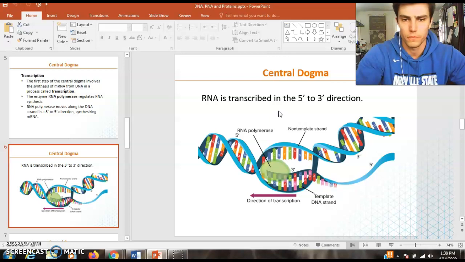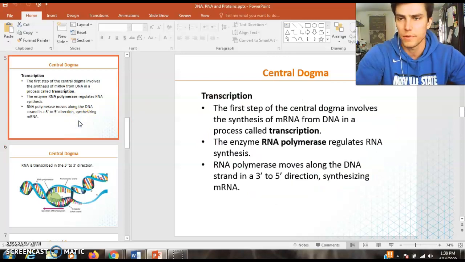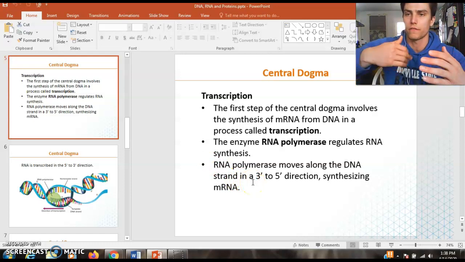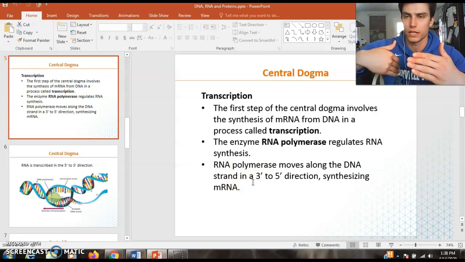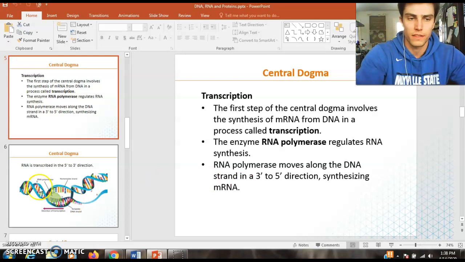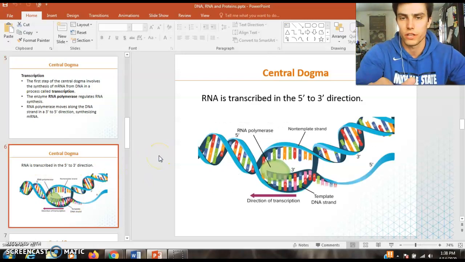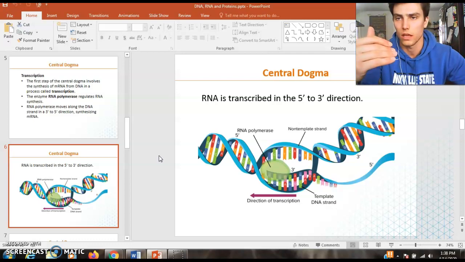So what you're going to get is this unzipping. If it goes from 3' to 5', it's taking that part off, so it's unzipping that DNA strand, and we're making this copy. And then what's going to happen is RNA is transcribed in the 5' to 3' direction. Remember, it has to go in the opposite way.